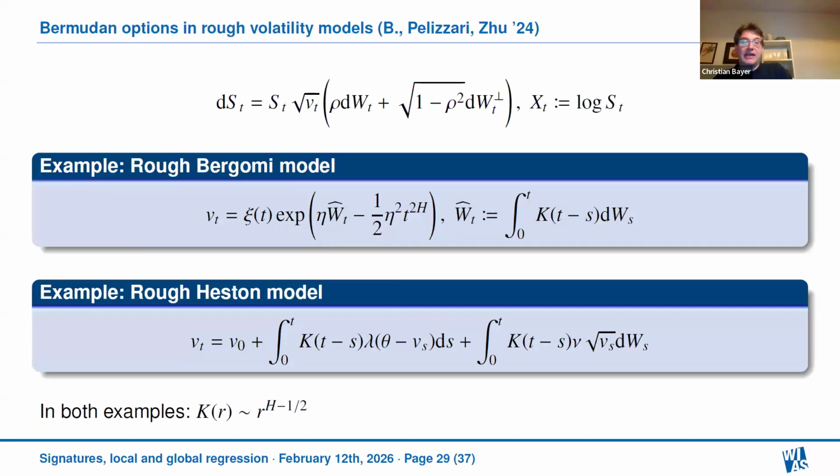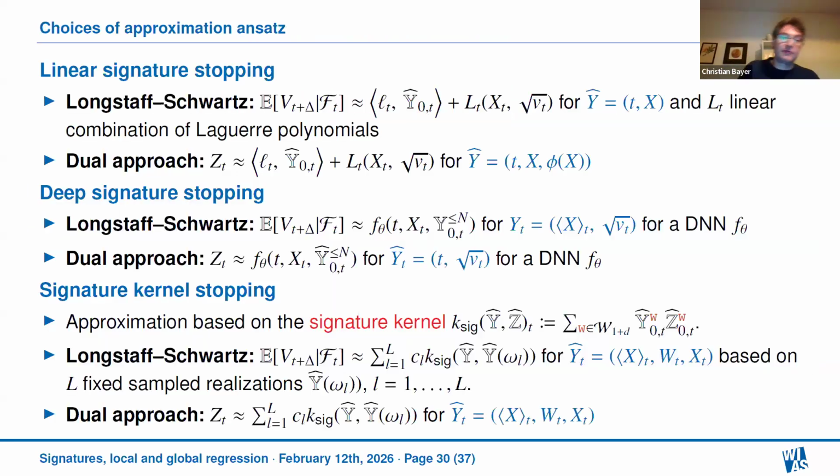And with that, let me actually come to some further examples for the last 4 minutes or so. I'm going to look at Bermudan option pricing and rough volatility model. We are looking at 2 examples, rough Bergomi and rough Heston. And the idea is we are going to use 2 classical algorithms, Longstaff-Schwartz, and a dual approach, which are classical in the context of Markovian models.